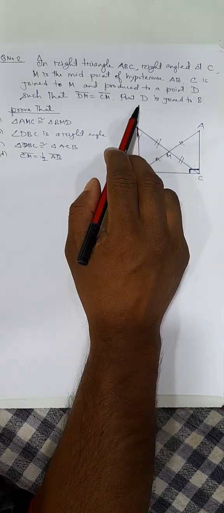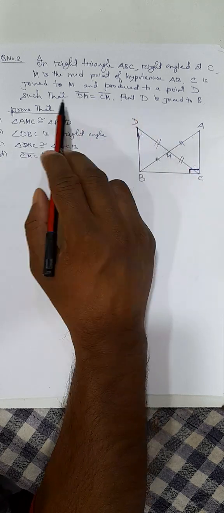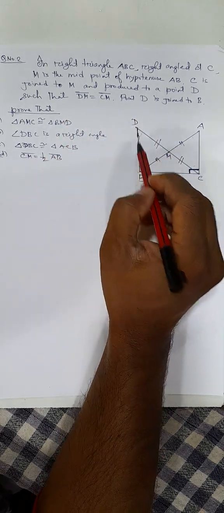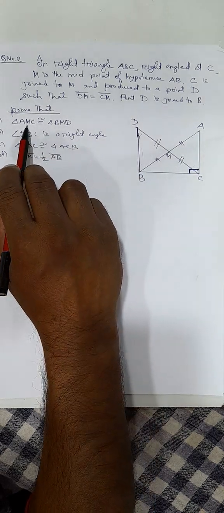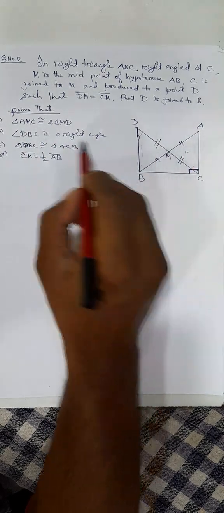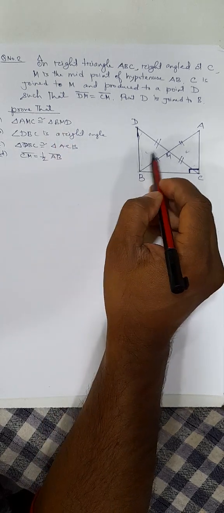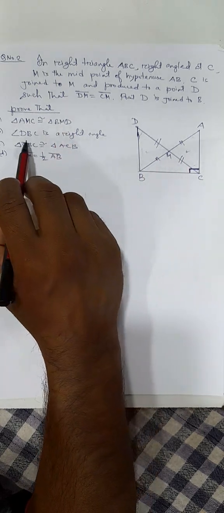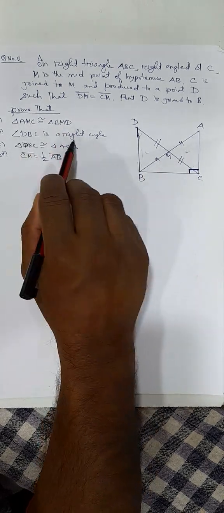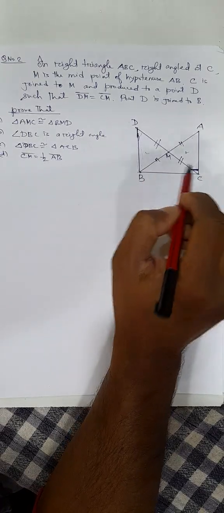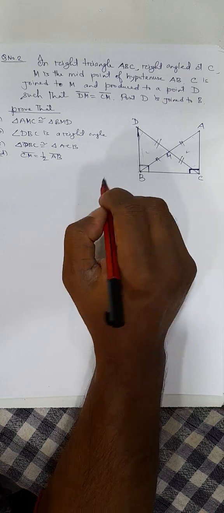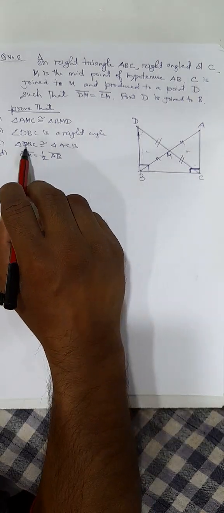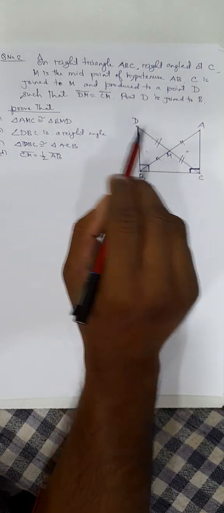Then point D is joined to B. Now we have to prove that triangle AMC is congruent to triangle BMD. Then we have to prove that DBC is a right angle, that means this angle is also 90 degrees. Then we have to prove that triangle DBC is congruent to triangle ACB.